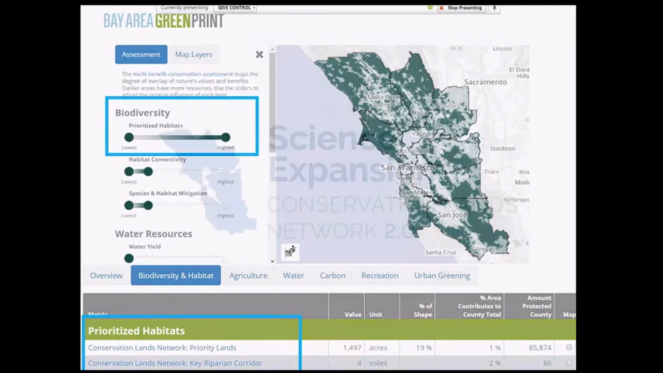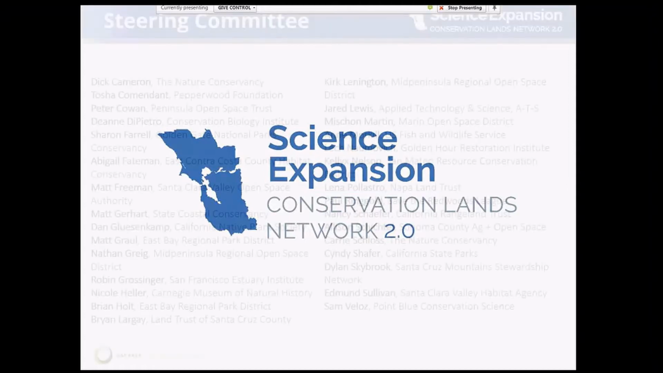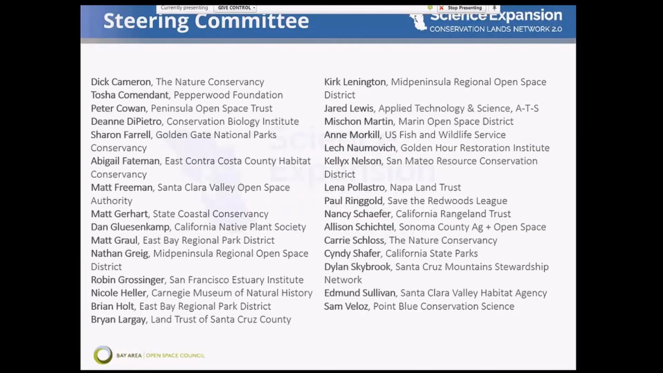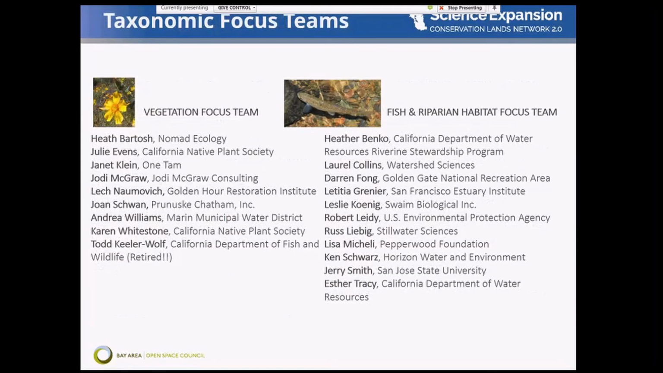Okay, so just a few more slides about the Conservation Lands Network 2.0 process. We most certainly did not do this in a vacuum. No fewer than 100 different volunteer practitioners and experts joined us in this effort to update all this information and to run these analyses. Here's our steering committee. We also convened a vegetation focus team. So we were able to grab Todd Keeler-Wolf before he retired. That was wonderful. And others.